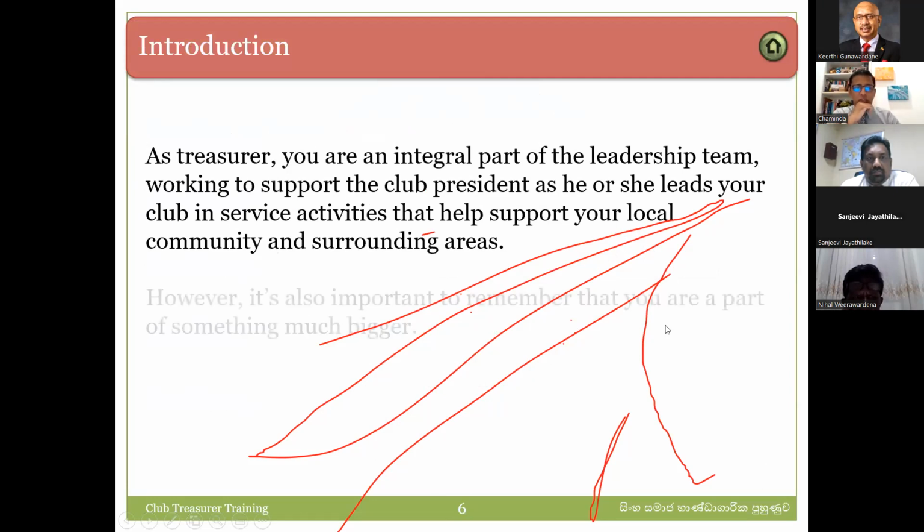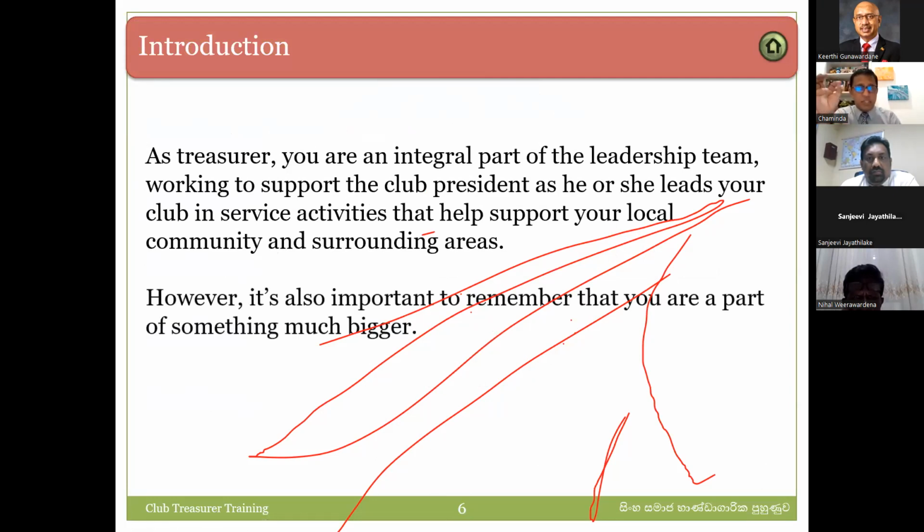As treasurer, you are an integral part of the leadership team. So please remember that. Working to support the club president as he or she leads your club in service activities that help support your local community and surrounding areas. However, it's also important to remember that you are a part of something much bigger.